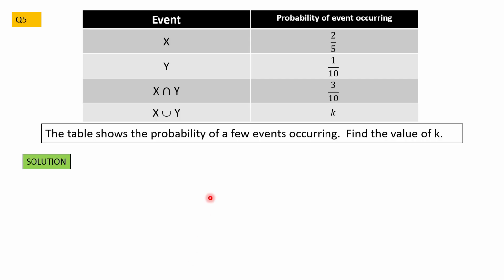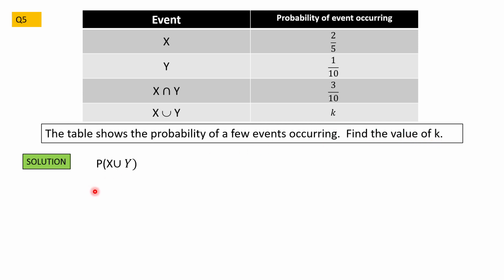Question 5. You are given a table consisting of events and probability of event occurring. Probability of event X equals 2 over 5, probability of event Y equals 1 over 10, probability of the intersection between X and Y equals 3 over 10, and the probability of the union of set X and Y equals K. Here you are asked to find the value of K.